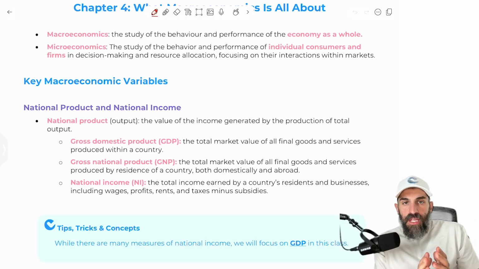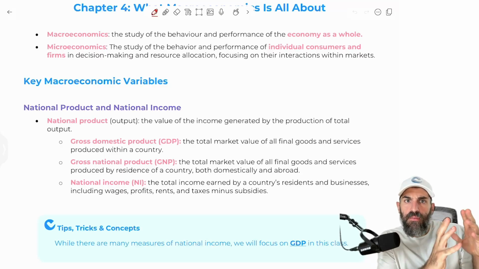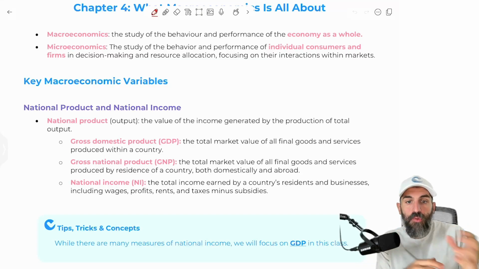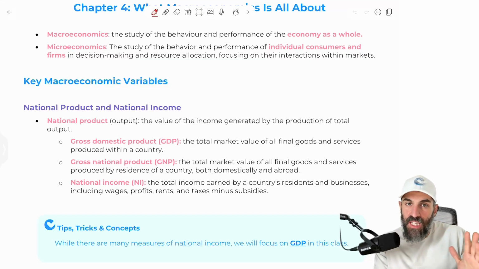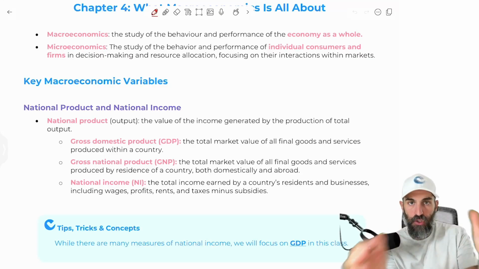So try and imagine that a country is a company, right? And companies measure revenue, being the sales that they generate. Well, for a country, the revenue would be that GDP. Now, there are other measures that we don't really get into in this course, like, for example, the gross national product, which is similar to the GDP. The main difference being that GDP looks at goods and services that are produced within the actual country.